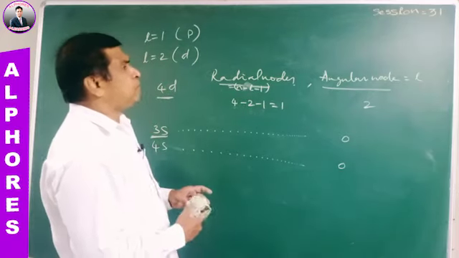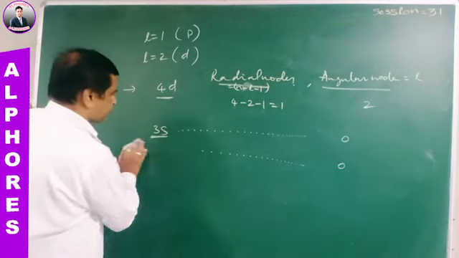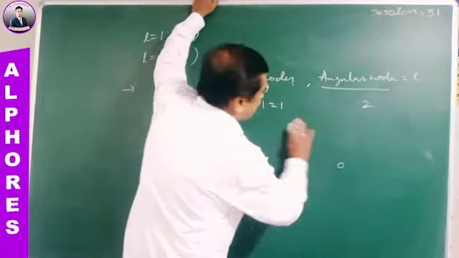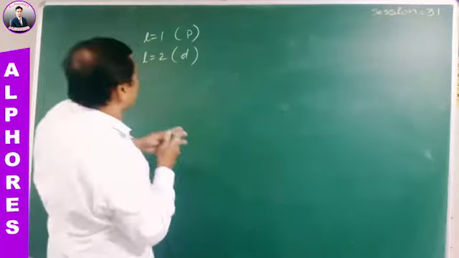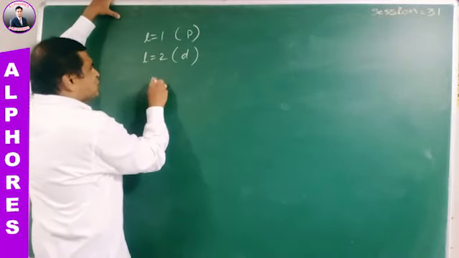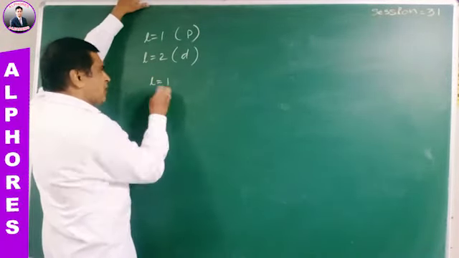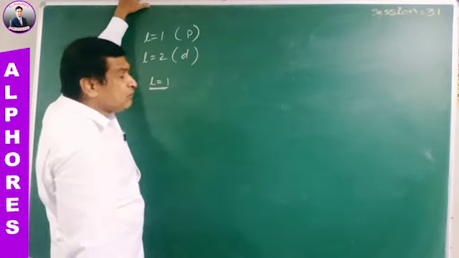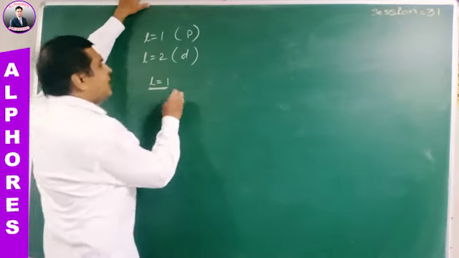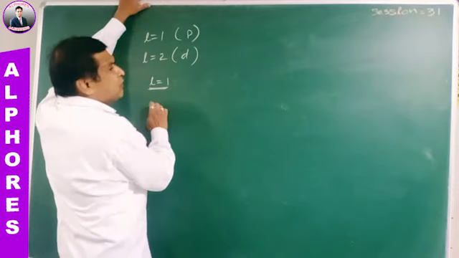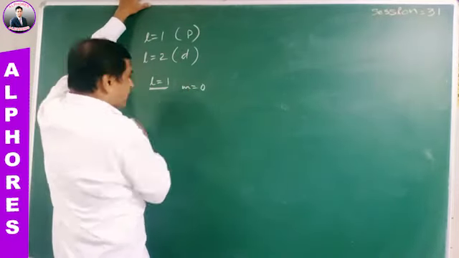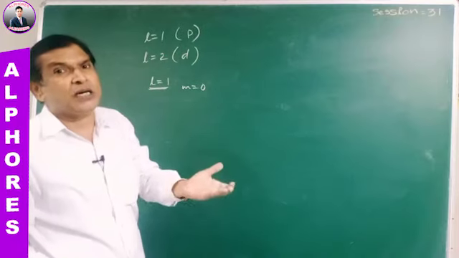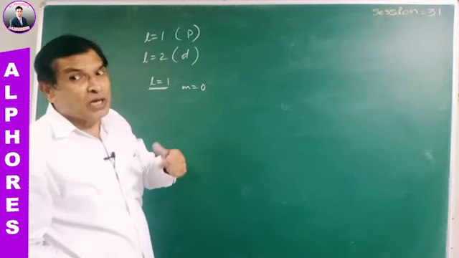Next. See, the subshell with L is equals to 1 and its orientation value is 0. What is the designation of that orbital?